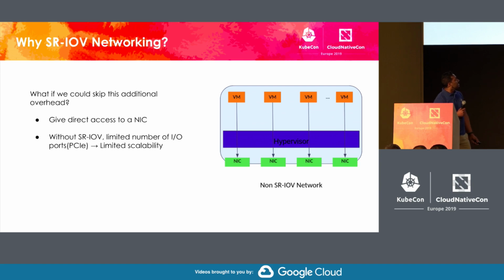For example, in high performance NFV use cases, we need a really fast data plane. So ideally, if we'd like to remove this overhead, we'd like to have a direct NIC assignment to each VM. But the problem with that is we have a limited number of I/O ports in a system, so that's the problem with scalability. So here is where SR-IOV comes in to help.